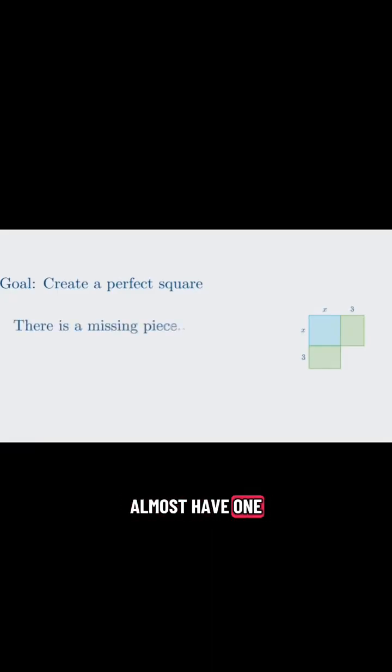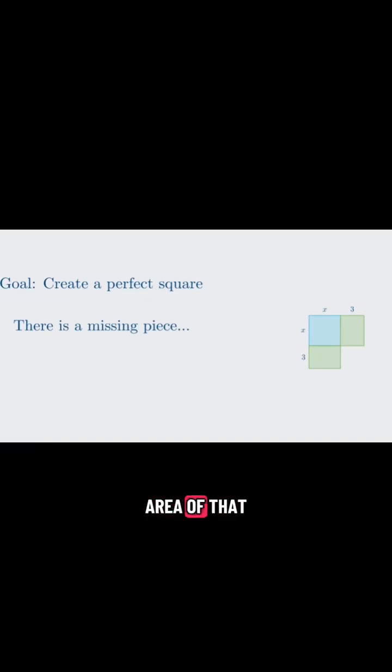To find the turning point, we want to turn this shape into a perfect square. If we take our rectangle with width 6 and split it in half, we get two smaller rectangles, each with a width of 3. Now, let's place one rectangle on the right side of our square and the other along the bottom. Notice that we almost have one large square, but there is a piece missing in the corner.